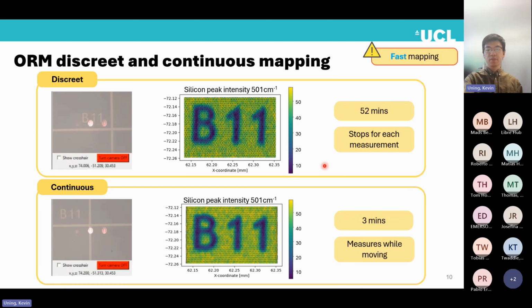This would depend on the resolution and the scan area, but it is quite a significant improvement. Now, there are different pros and cons for the use of the discrete versus the continuous method, but this will be left up to the users depending on the application that they are interested in. For example, discrete mode might benefit applications that require some photobleaching control, whereas continuous mode might benefit those with high throughput measurements.